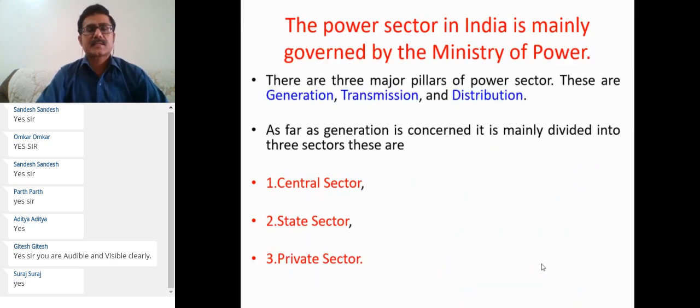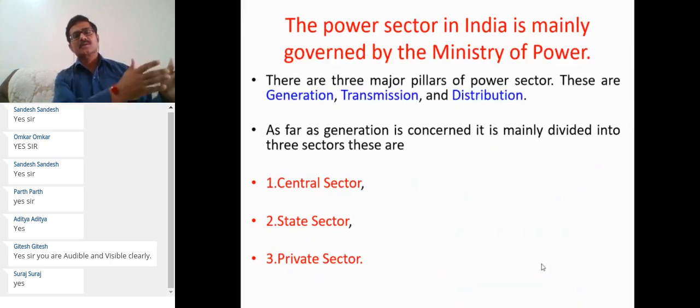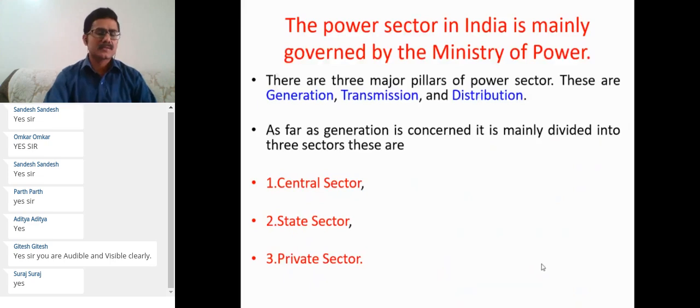Then the state sector. It means the concerned state electricity board: Maharashtra State Electricity Board, State Electricity Board of Gujarat, State Electricity Board of Karnataka. Likewise, the different state electricity boards across the different states. So they have their own power plants.